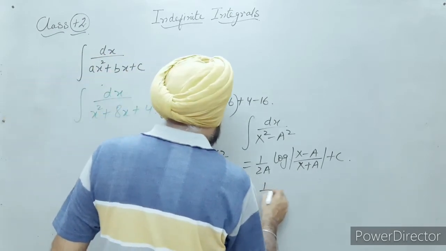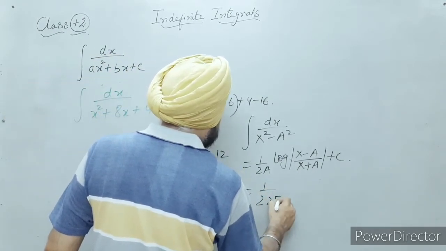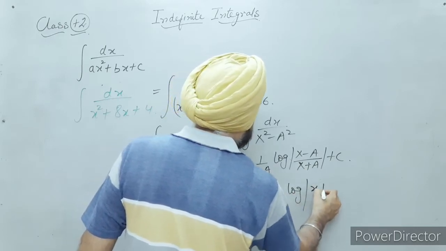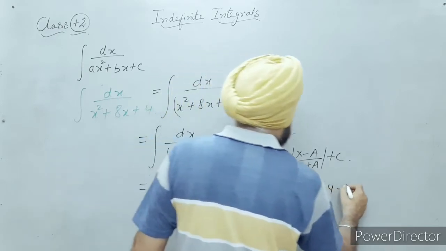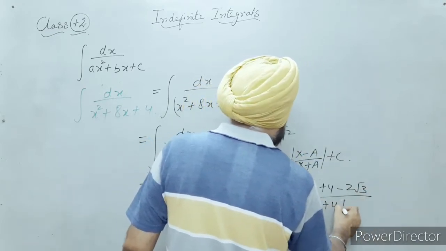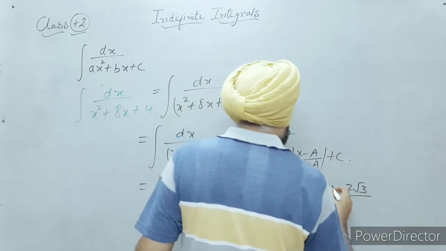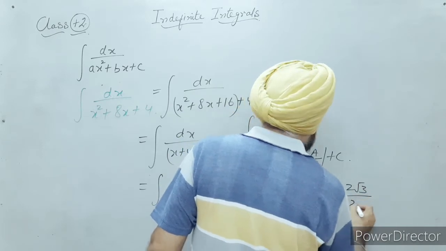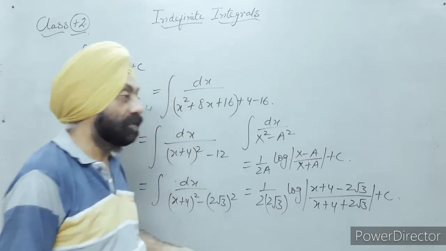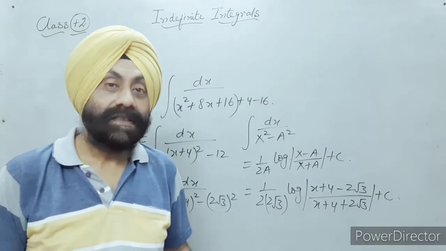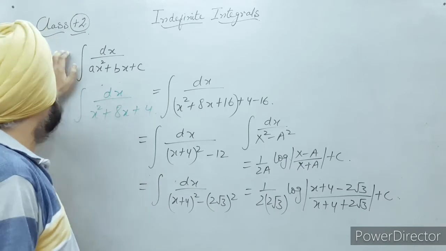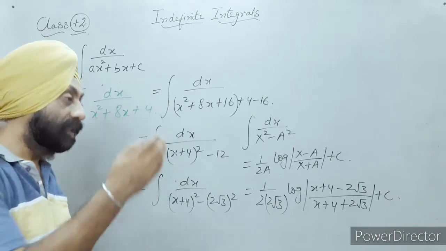The answer becomes 1 over 2a, it's log of (x minus a) upon (x plus a), where a is 2 under root 3, plus c. This is the answer. Right? This is one of the types which I have discussed in today's lecture.